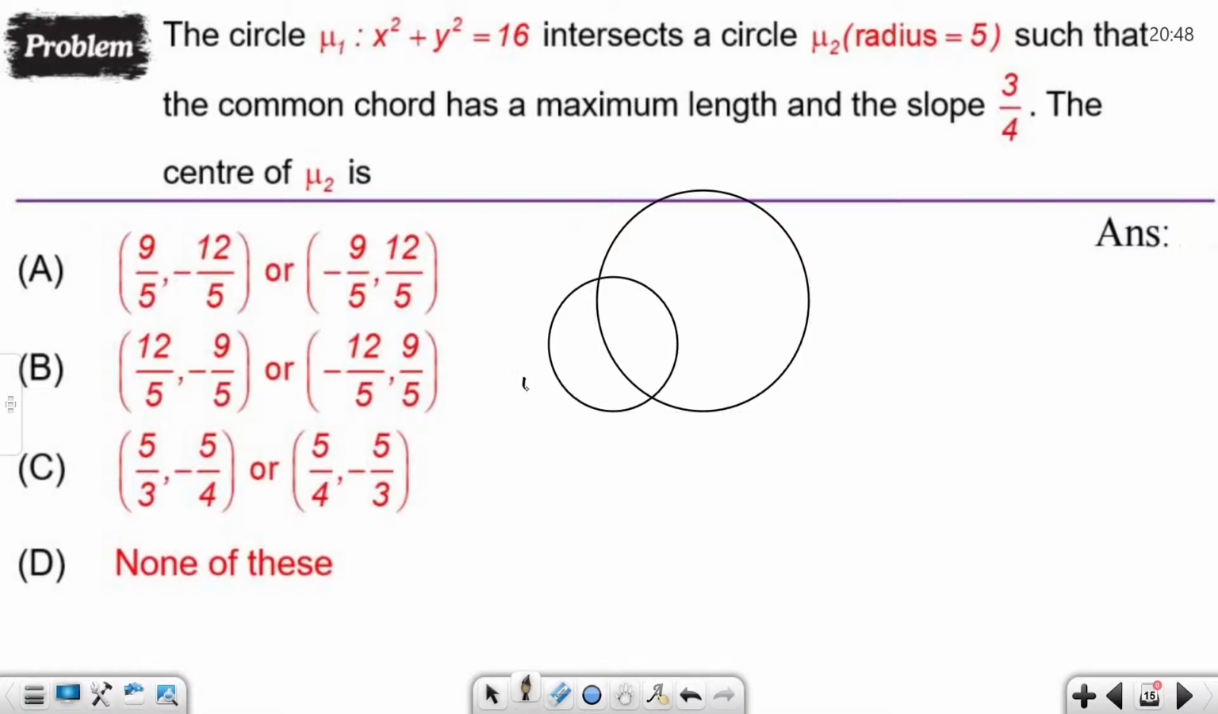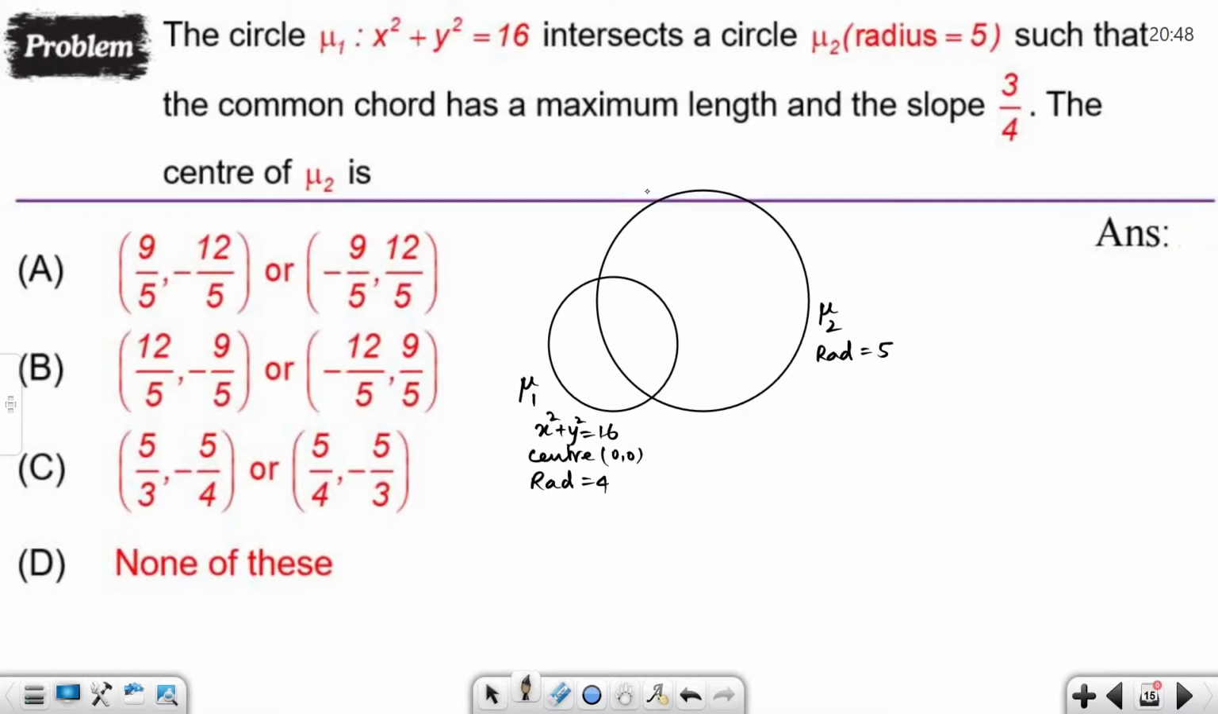So this is my mu1 whose equation is x square plus y square is 16. It implies that its center is at 0, 0 and radius 4 units. And the second circle we are having, which is your mu2, the center I don't know. We only know its radius, which is equal to 5.